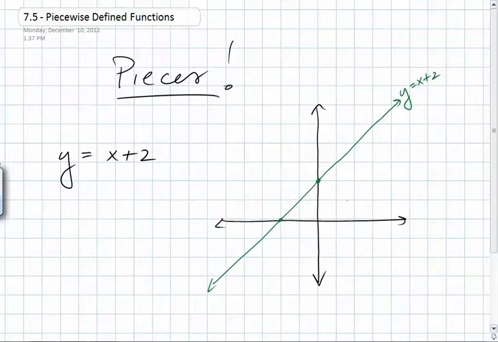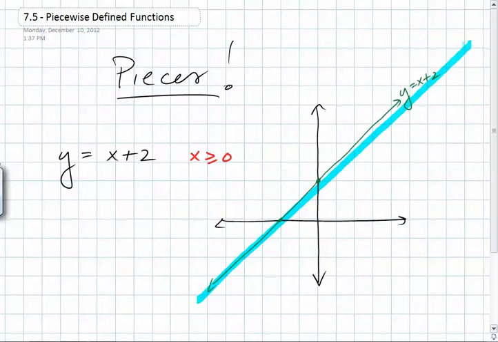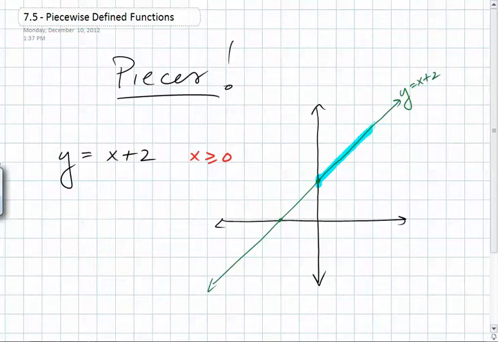But let's say I was only interested in graphing that function when x is greater than or equal to 0. Of all the points on this line, which ones have an x value greater than or equal to 0? Those are going to be all of the values starting here and going up, because all of the x values for those points are greater than or equal to 0.